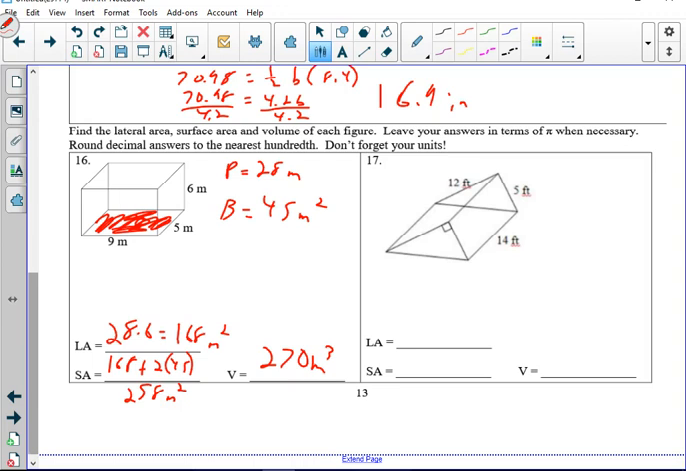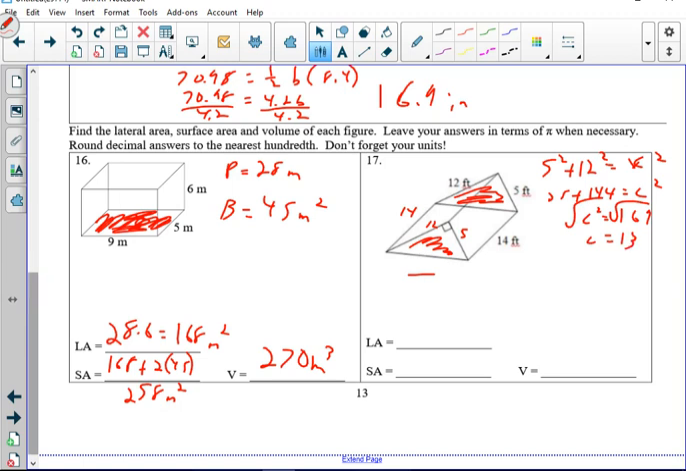All right. The triangles are our bases. But we need to know, we know this is 14 over here. We need to find this measurement right here. Well, if this is 5 and this is 12, we do our old friend Pythagoras. So it's 25 plus 144 equals c squared. C squared equals 169, square root. C is 13.